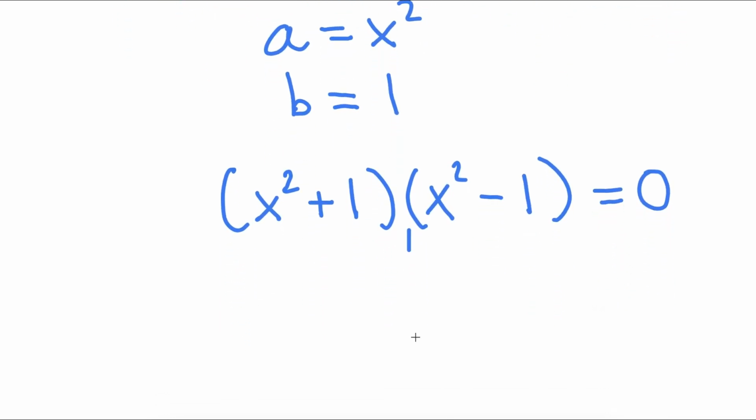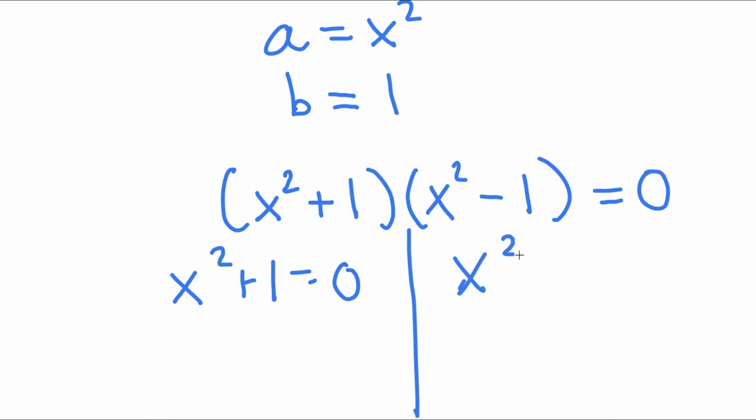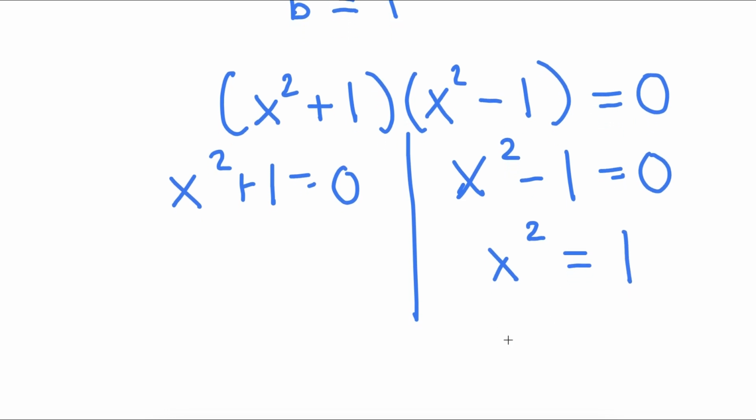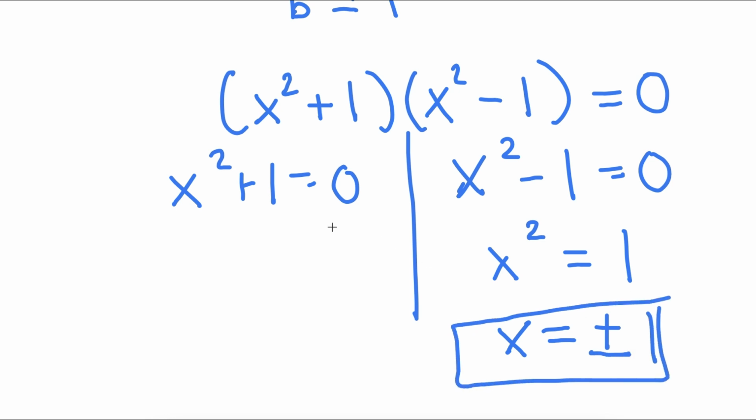So now this gives me two equations again. I have x squared plus 1 is equal to 0, and I have x squared minus 1 is equal to 0. So for x squared minus 1 equals 0, I add 1 on both sides, so I get x squared is equal to 1, meaning x is equal to positive or negative 1. And for x squared plus 1 equals 0, I get x squared is equal to negative 1, meaning x is equal to positive or negative i.